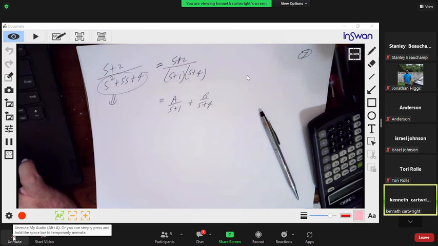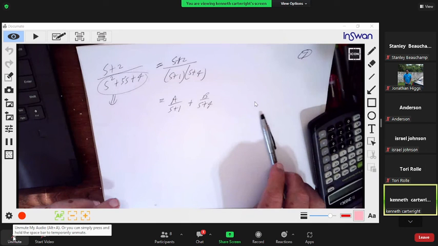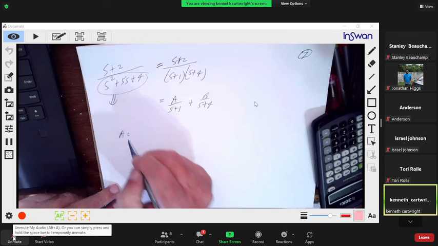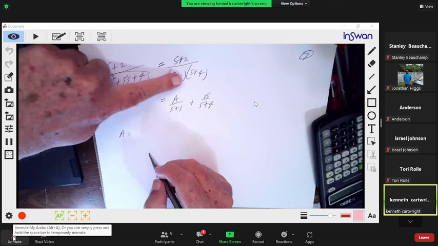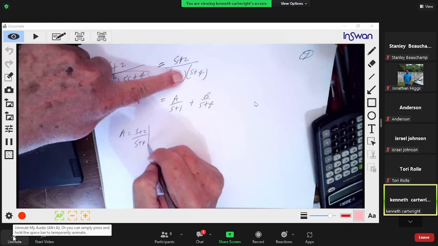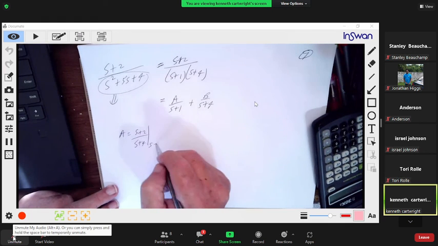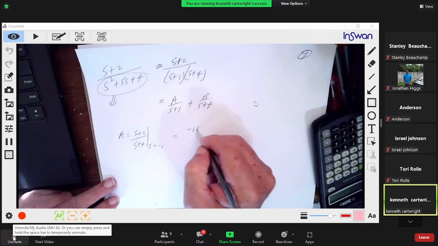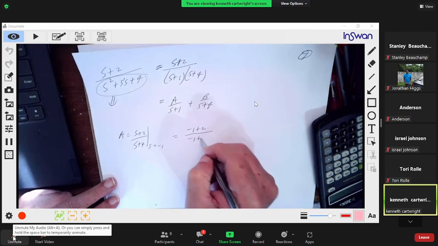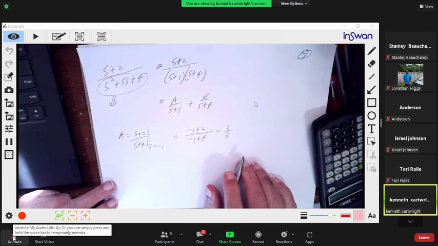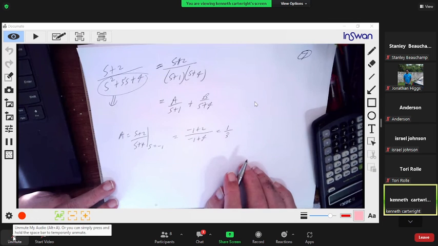All right, let's do it. So A equals (S plus 1) times (S plus 2) over (S plus 4), evaluated at S equals -1. So it's -1 plus 2 over -1 plus 4, so it's 1 divided by 3. A equals a third. I think at least 2 people got that right.